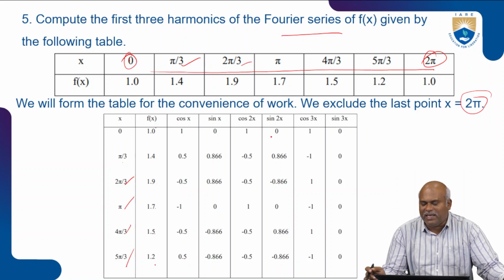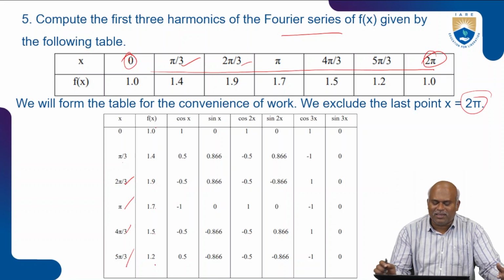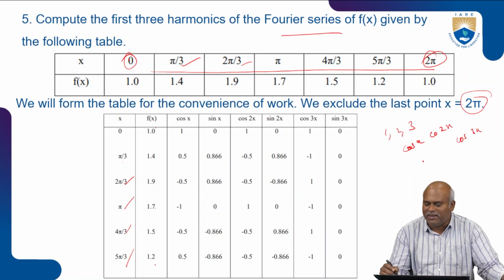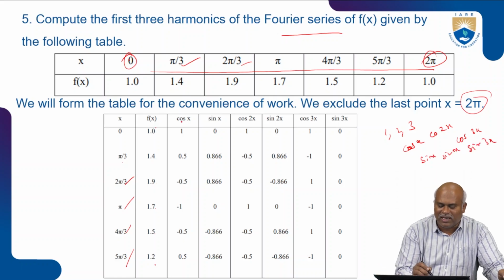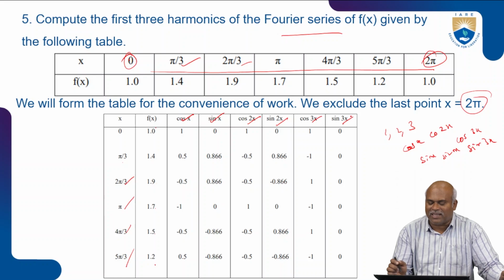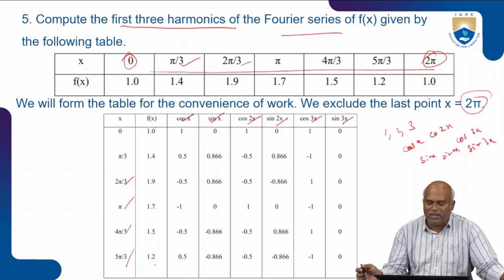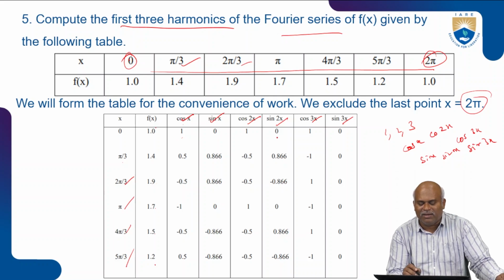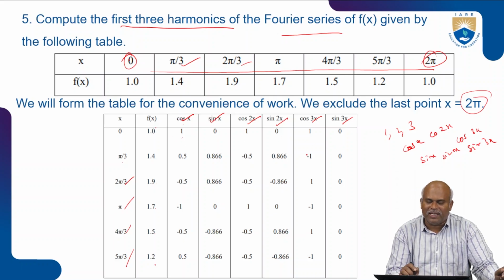Now, we need to do the 3 harmonics. What are the harmonics? 1, 2, 3. So, cos x, cos 2x, cos 3x. Even sin also will be represented as sin x, sin 2x, sin 3x. So here cos x, sin x, cos 2x, sin 2x, cos 3x, sin 3x. They are asking for the 3 harmonics. Okay, we take the 3 harmonics. Then we should substitute the x values. For here cos x is 0, cos 0 equal to 1. Same like that, we may substitute for all. We need to fill the tabular column.